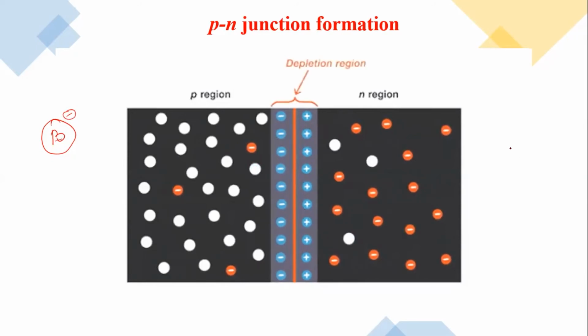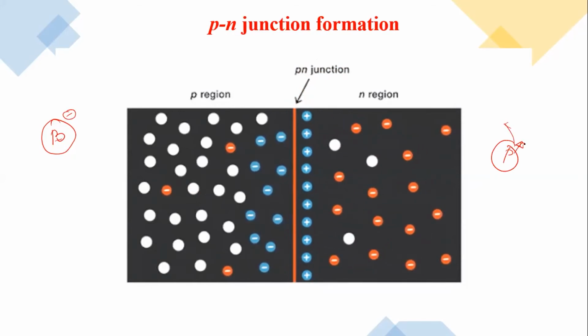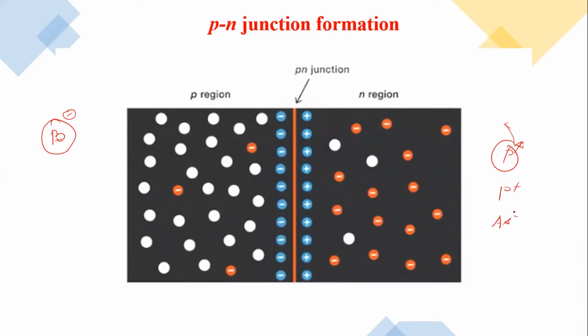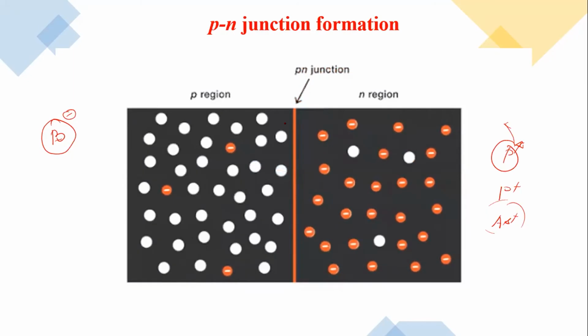Similarly, we have phosphorus, which has 5 electrons, right, or arsenic. When it leaves an electron, it becomes 4. Then it becomes P plus, or if I say arsenic plus, it becomes a positive ion. So these are shown here in the blue circle. They will be in the interface, these ions, right?